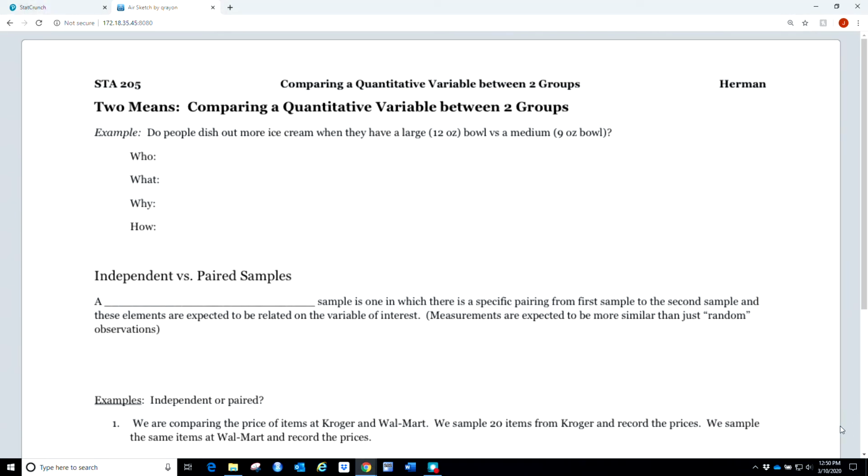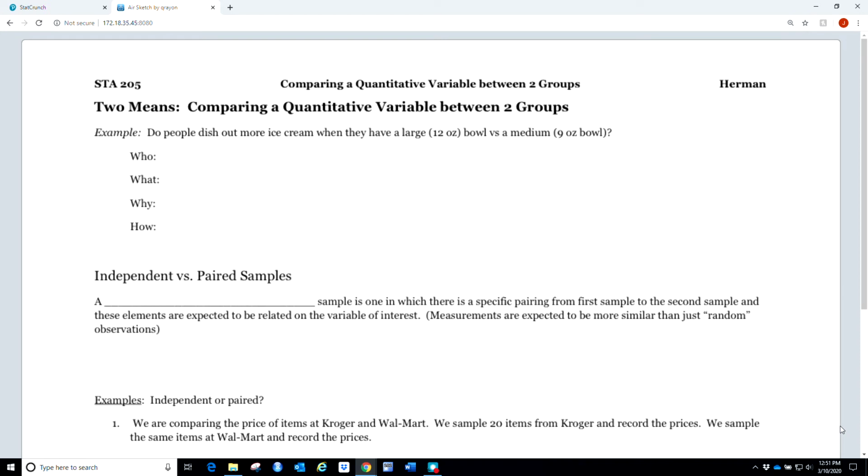So we previously discussed looking at one quantitative variable. But now we're going to investigate how to compare a quantitative variable between two groups. So let's understand this first through an example. Suppose we would like to find out if people dish out more ice cream if they are given a large 12-ounce bowl versus a medium 9-ounce bowl.